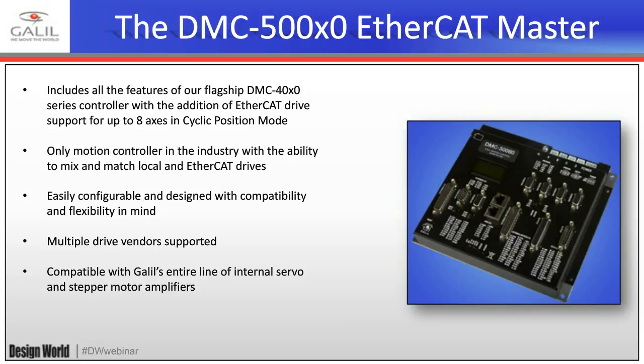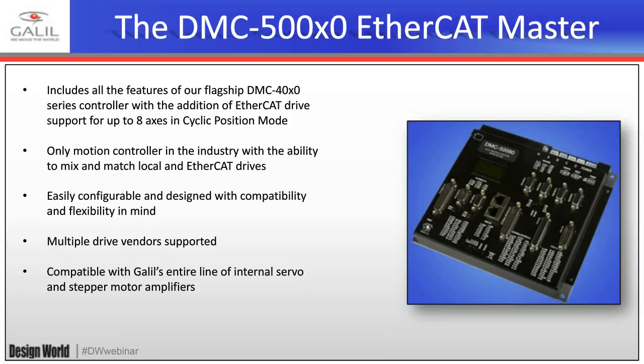At this point, it's the only motion controller in the industry with the ability to mix and match local and EtherCAT drives. So in the case of the 50,080, let's say, 8 axes of control, up to 4 axes can be local, so standard analog drives, and those can be servos or steppers. And then the second 4 axes, the second bank, are EtherCAT only.